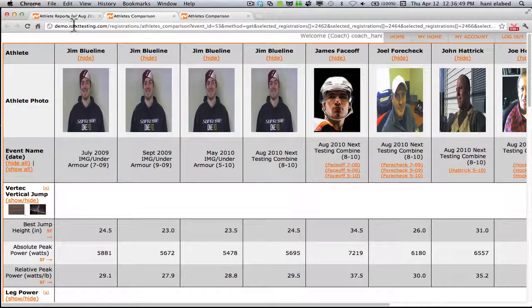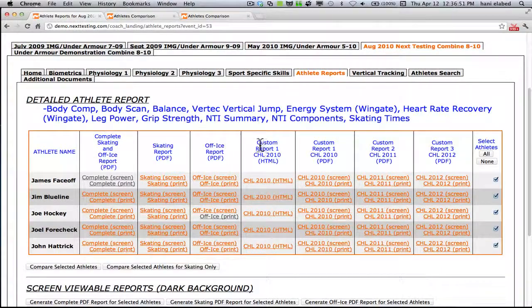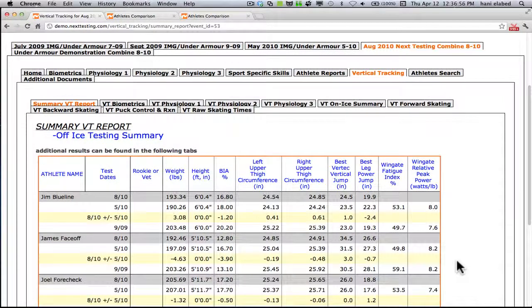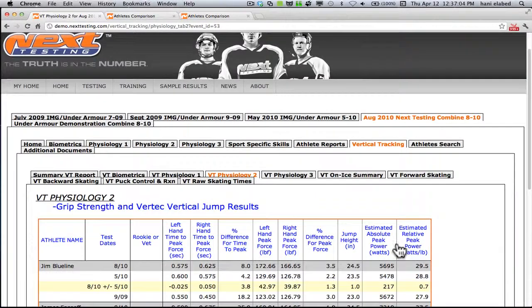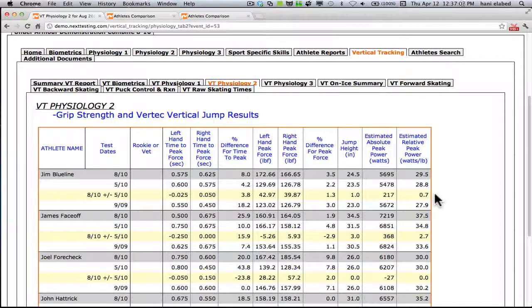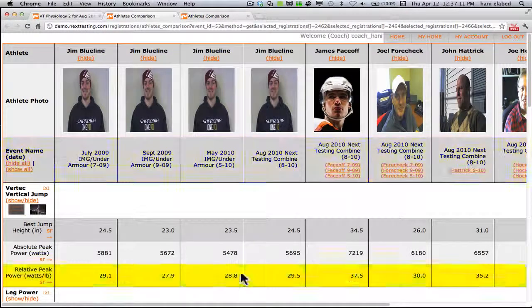Now, granted, with the vertical tracking, you get a value for the difference, whereas with the athletes compare page, you don't. It's just raw values, and you have to look at them. You can sort them, of course. By sorting them, you can see where you stand.